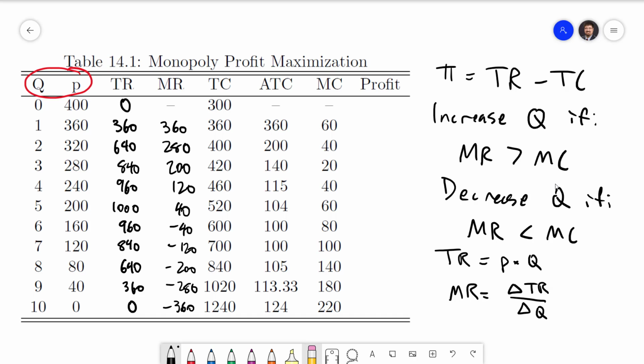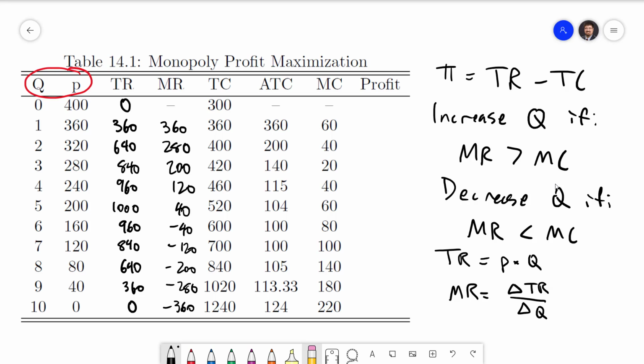We can see that once the total revenue starts going down, marginal revenue drops into the negatives. Notice that at any given quantity, marginal revenue is always lower than the price. For example, at a quantity of 2, the price is 320 and the marginal revenue is 280. At a quantity of 3, we have a price of 280, a marginal revenue of 200.